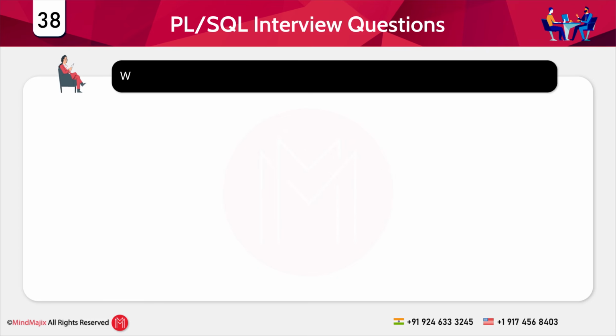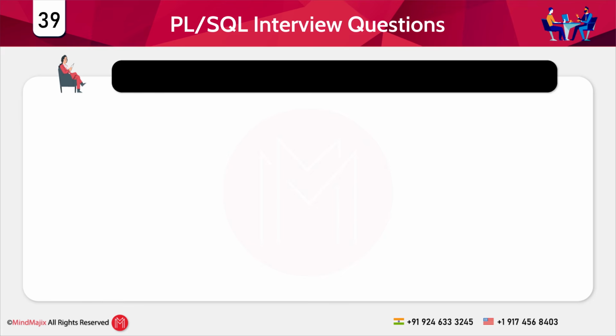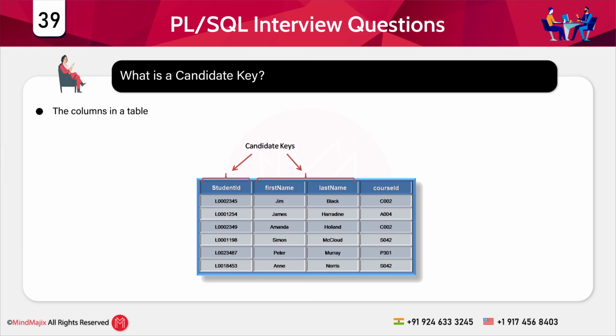The next question is, what is the difference between on-delete cascade and on-delete set null? On-delete cascade indicates that when the row in the parent table is deleted, the dependent rows in the child table will also be deleted. On-delete set null converts foreign key values to null when the parent value is removed. Without the on-delete cascade or the on-delete set null options, the row in the parent table cannot be deleted if it is referenced in the child table. The next question is, what is a candidate key? The columns in the table that can act as a primary key are known as candidate keys.